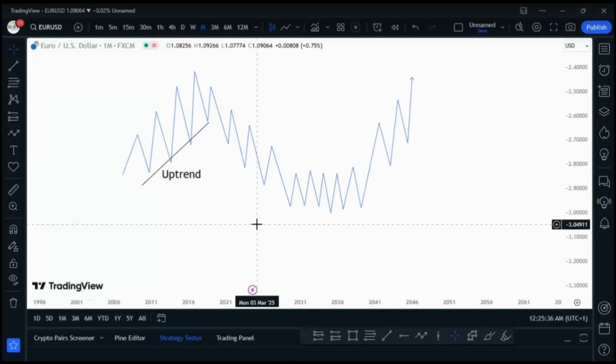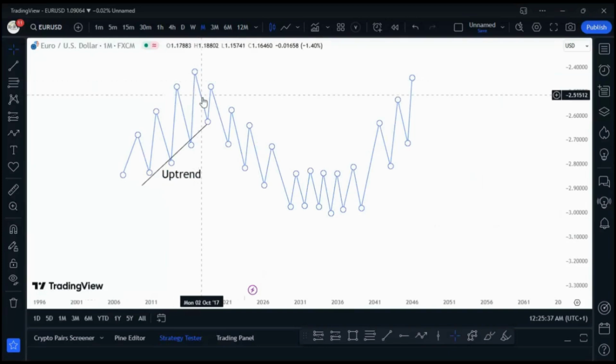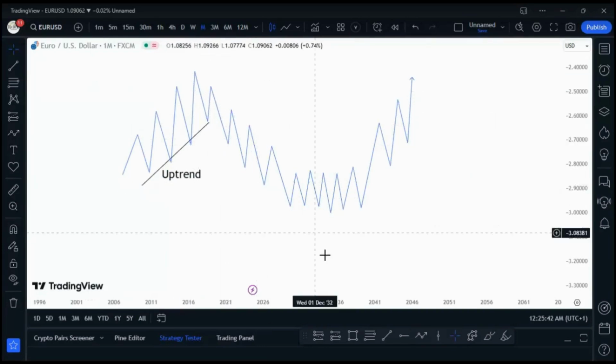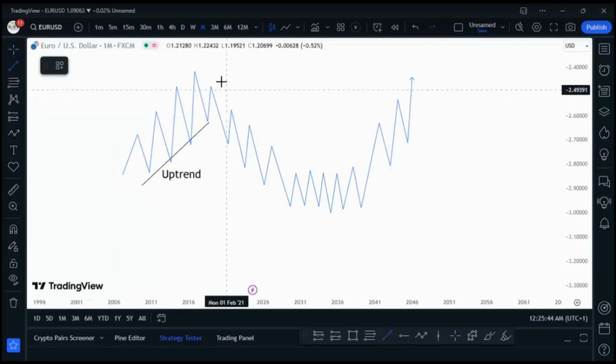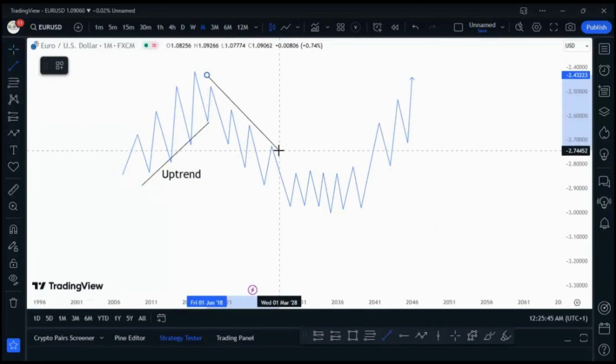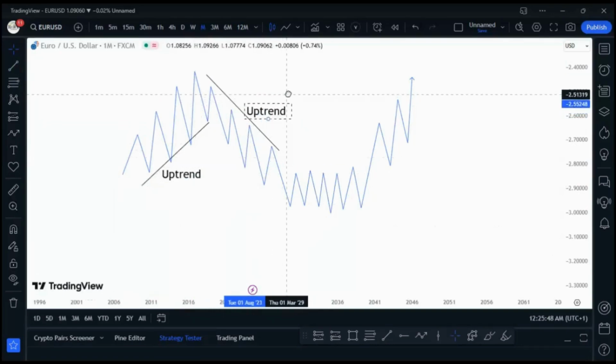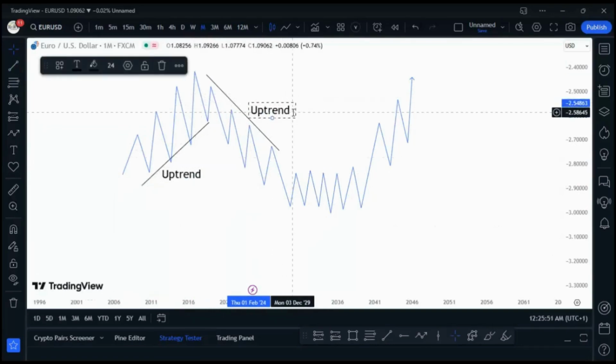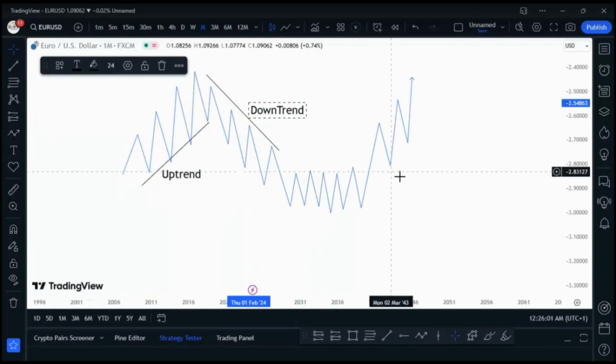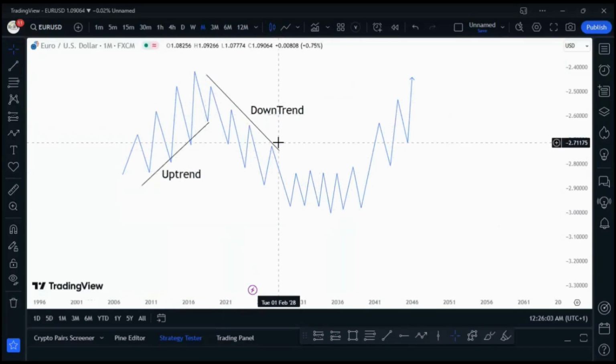And what about downtrend? Now, if you look at this, you can see that the market is doing what? At this point, it's going up, going down, going down. So we can say at this point that we are on a downtrend market. Yeah. So this one is the downtrend. Okay. Downtrend.